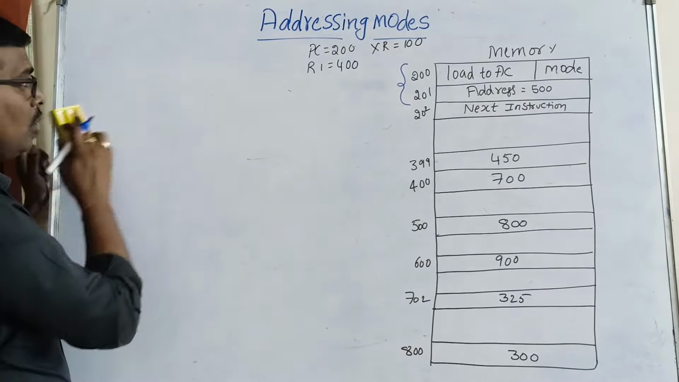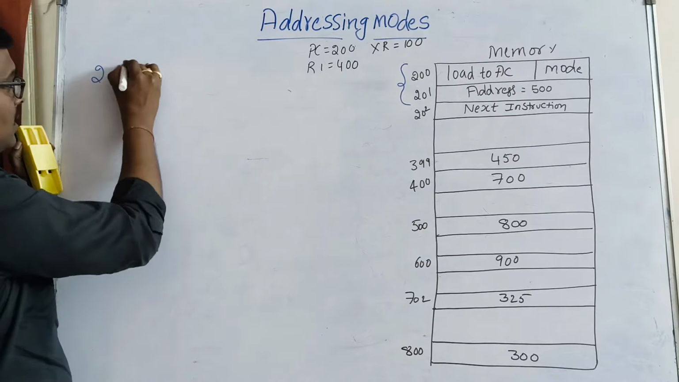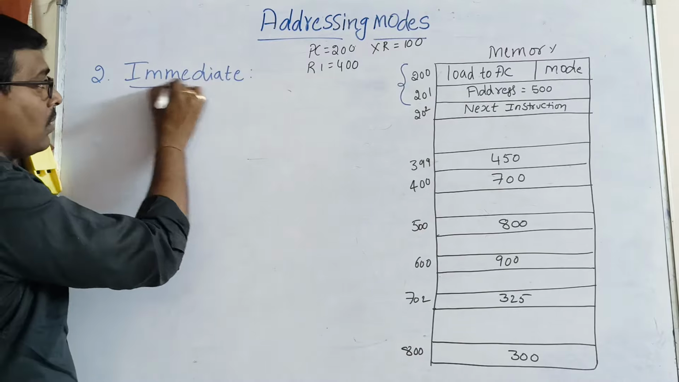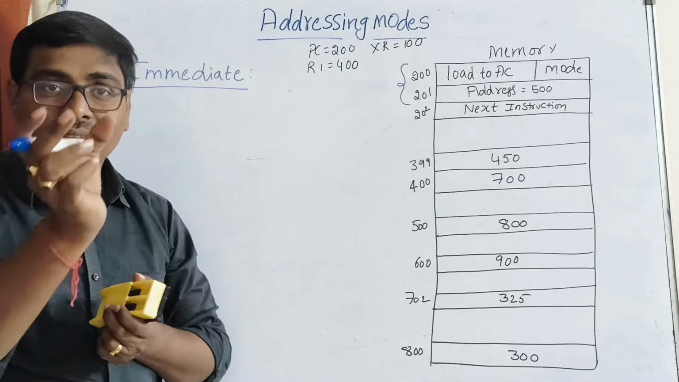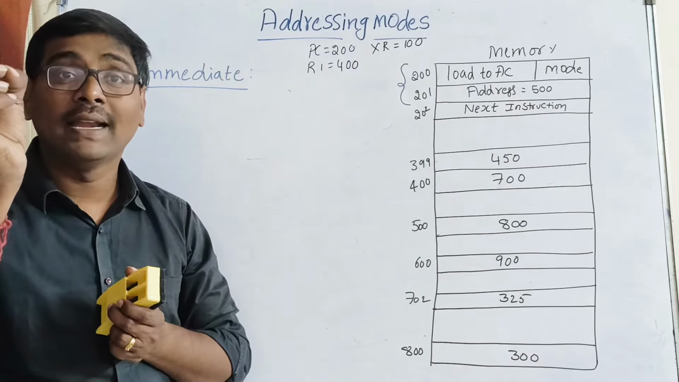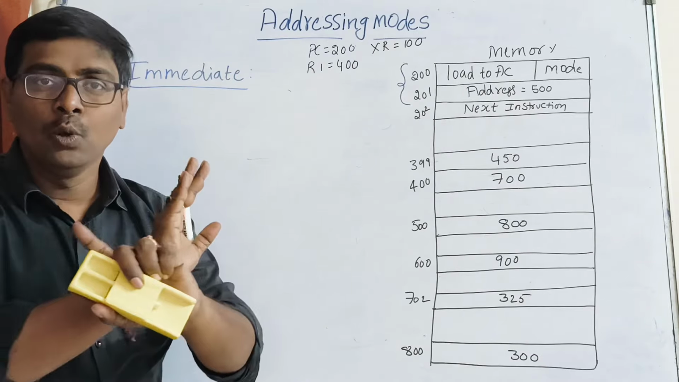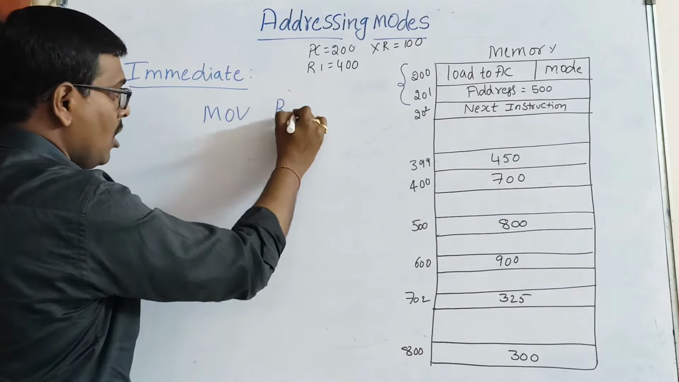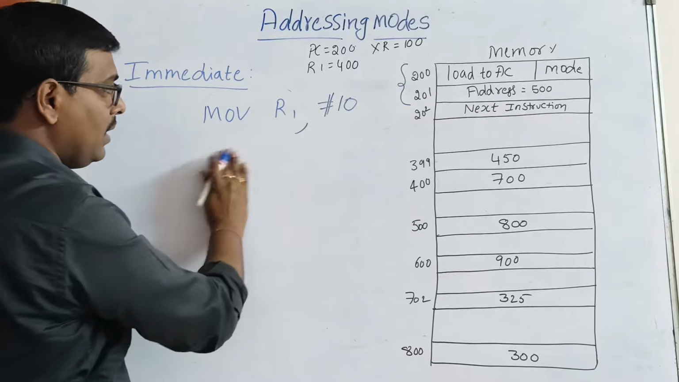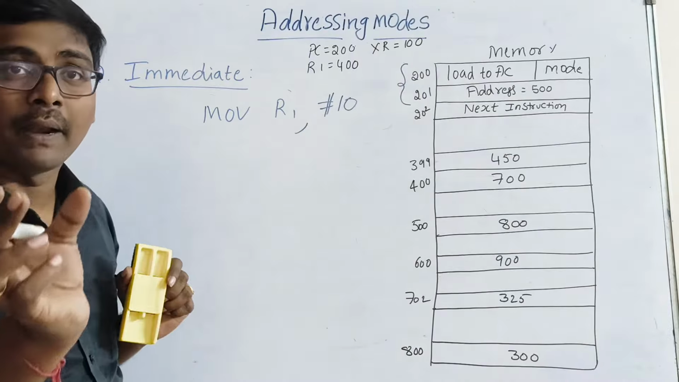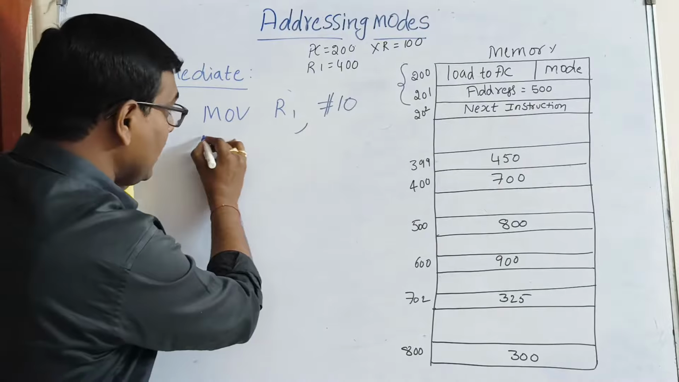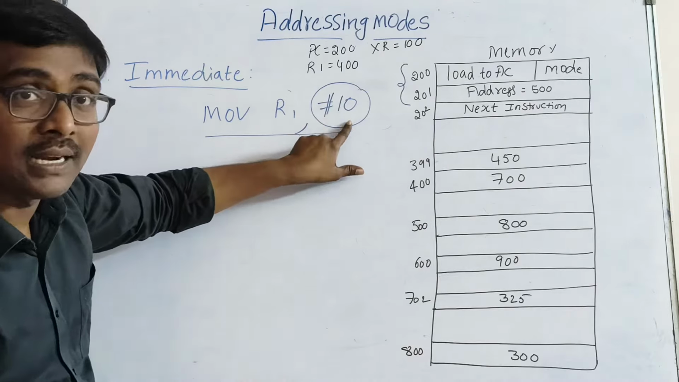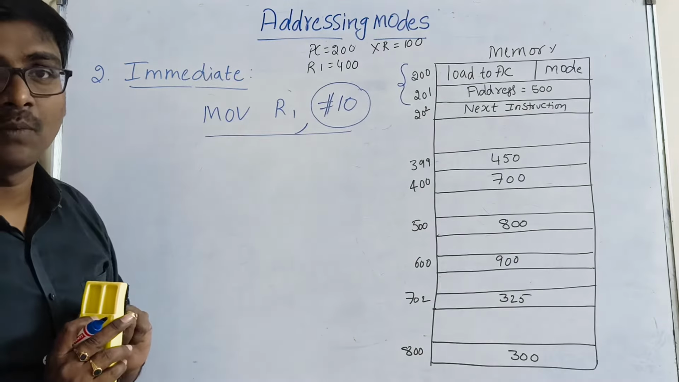Now, move to the second type of addressing, that is immediate addressing mode. Immediate addressing mode means the instruction itself contains the operand. No need to access any memory location. For example, I have an instruction move R1 comma 10. Here 10 is my operand. Directly, the instruction contains the operand. Such an addressing mode is called immediate addressing mode.